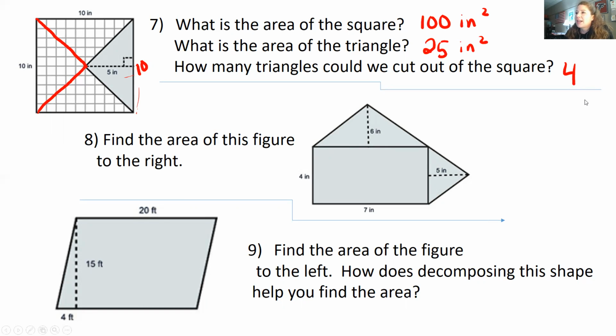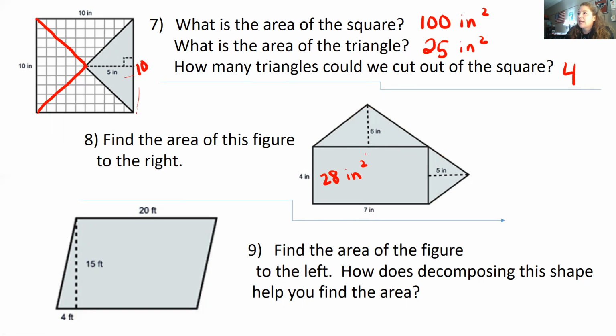Number 8, find the area of this figure to the right. So what do we have here? We have 1 triangle, 2 triangles, and a rectangle. So let's find the area of the rectangle. It's 7 by 4. So 7 times 4 is 28 inches squared.